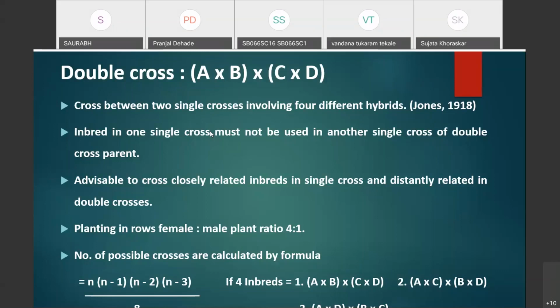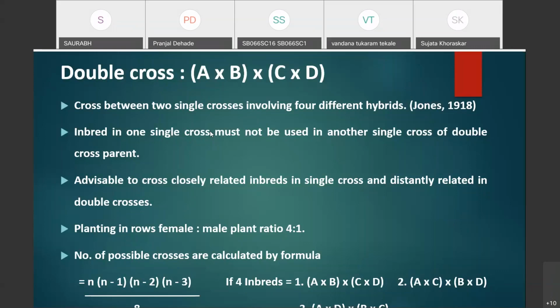Planting in rows in pattern, the female to male plant ratio is 4 is to 1. That means 4 rows of the female plant are planted, and then 1 row of the male plant is planted, so that 80% of the field produces the hybrid seed for sale.